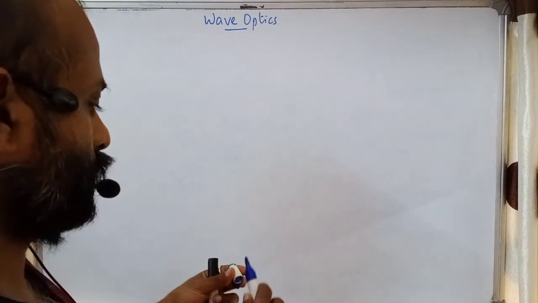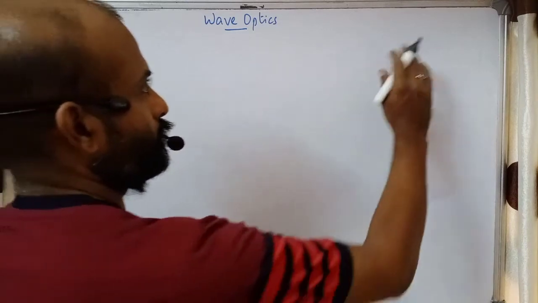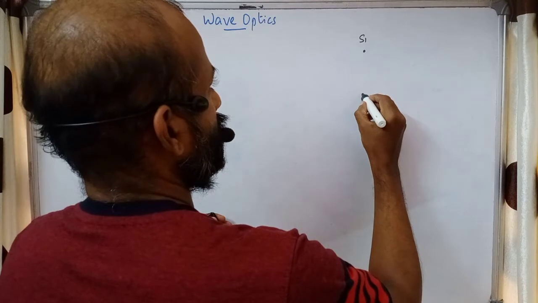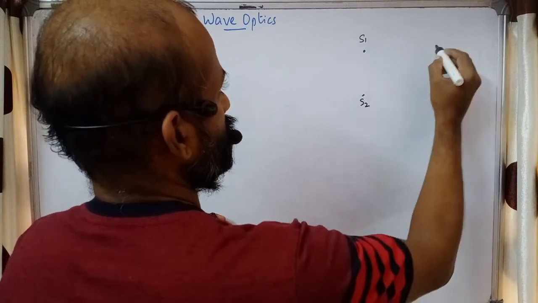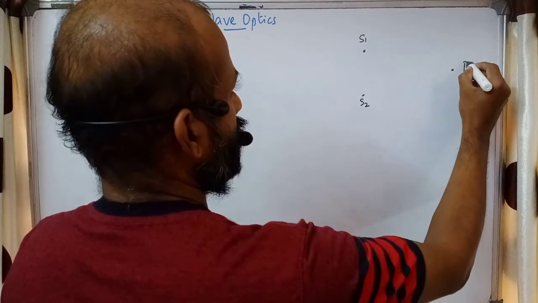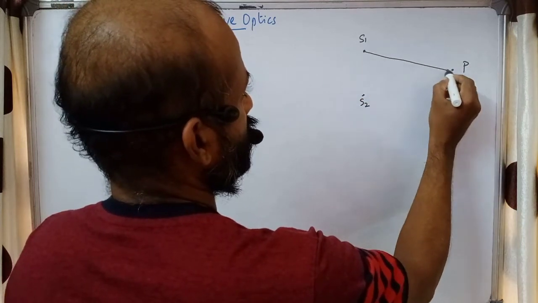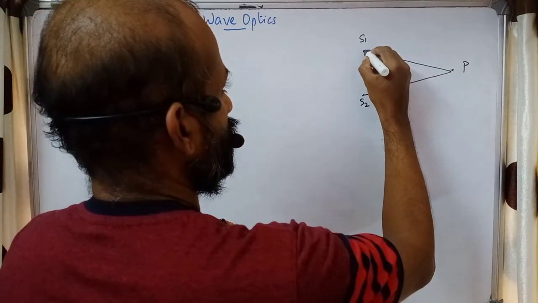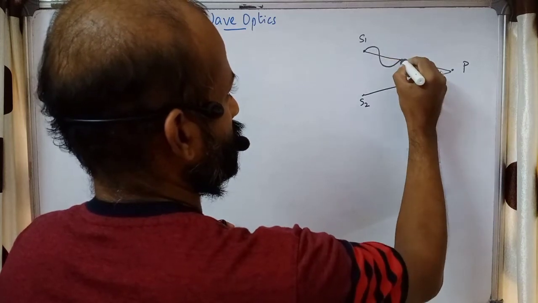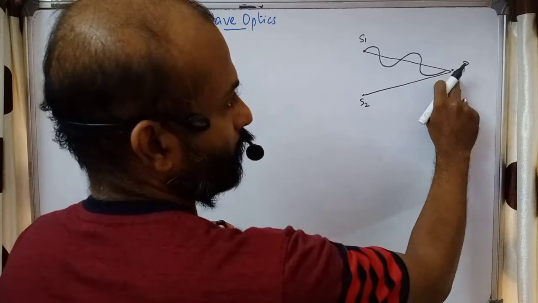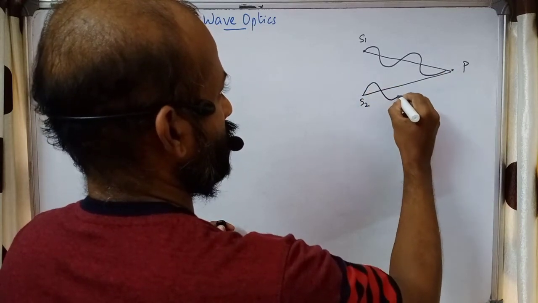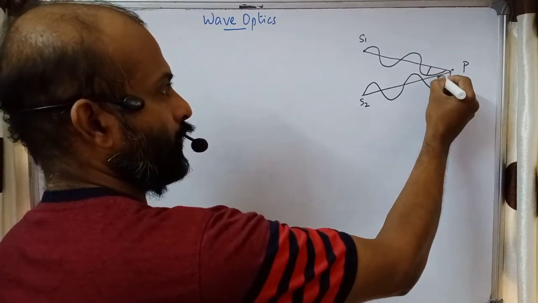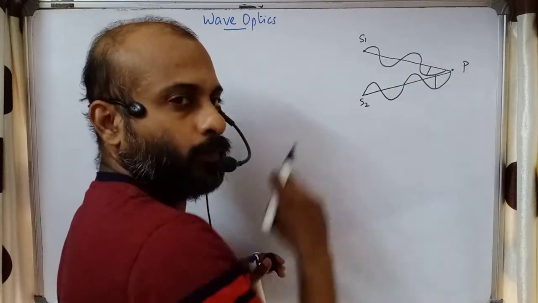Now we'll see two sources of light. I have one source of light S1, another source of light S2. Now this is a point P. This source S1 is producing a wave and S2 also producing a wave at the point P. I will draw first wave, then the second wave meeting at the point. For S2 also first wave and second wave meeting at the point. So these are the troughs meeting, having minus amplitudes meeting at the point.